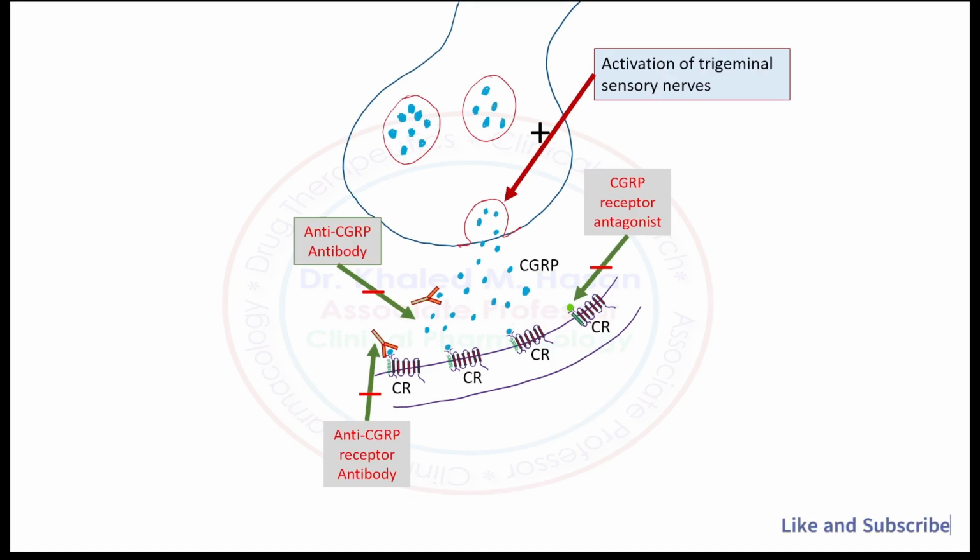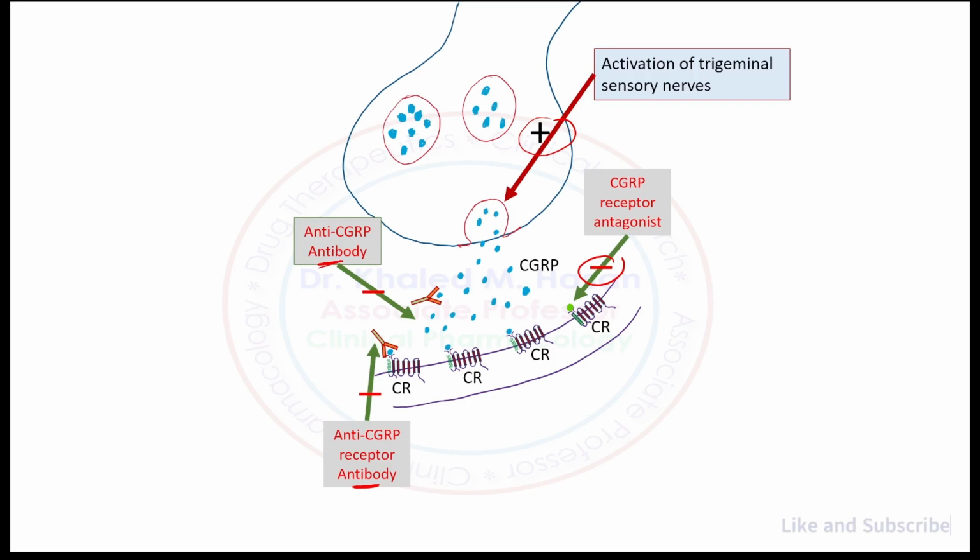When you activate the trigeminal nerves, you can see it here, they activate and release their content. Here we can prescribe a CGRP receptor antagonist. This one blocks the receptor. Okay, another group of medication, you can see it here, we have antibodies. We have two types of antibody.